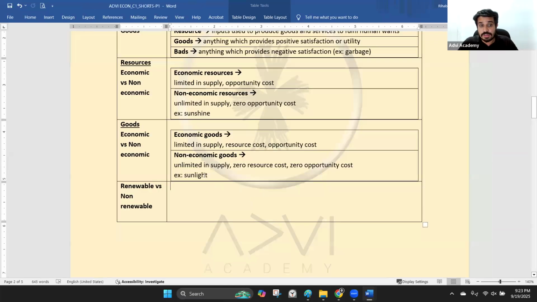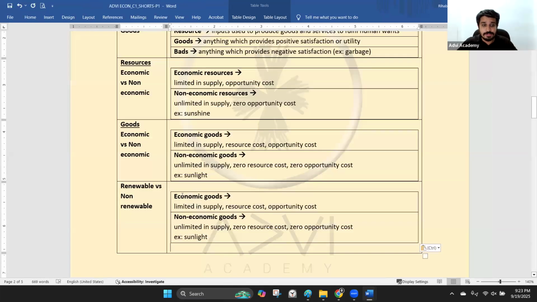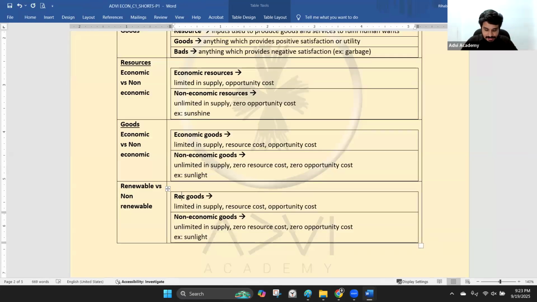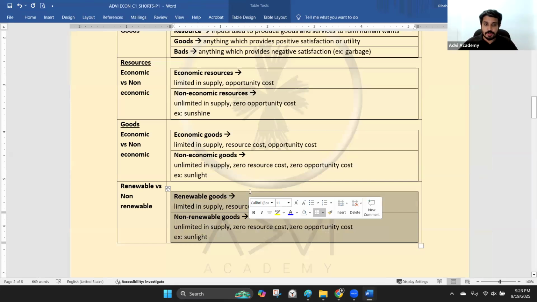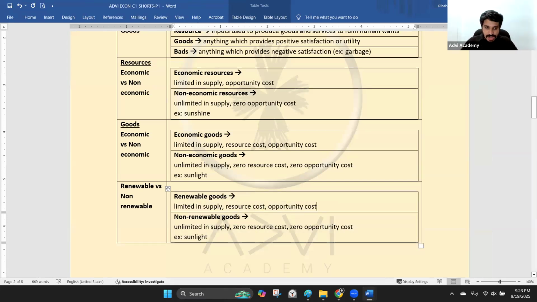Renewable resources versus non-renewable resources. What does that mean? Renewable means we can use it again and again. Non-renewable means you can't use it again and again. For an example, something like a mega dam can be generated again and again. So renewable goods, after you use them, can be generated again and again.